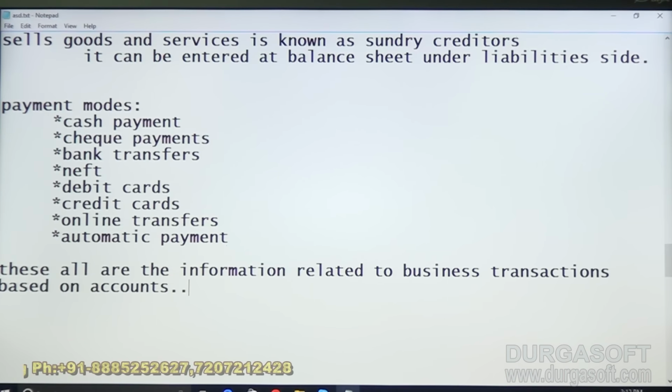All those we can enter on the debit side. In trading, what are the transactions to enter? In profit and loss, what are the transactions? How to find gross profit, how to find net profit, and the balance sheet, liabilities, assets, and totals can be learned here.